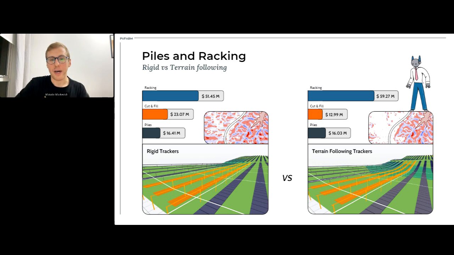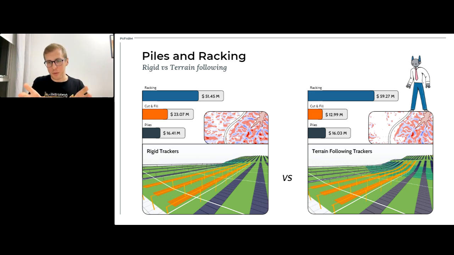And then piles, and again, in our experience from the projects we've been involved in, typically piles go down slightly, because you have this flexibility on the tracker, so you can actually achieve some efficiency in terms of piles. But that's not necessarily the case. Sometimes there might even be the opposite situation, and it's very project specific, so we cannot say for sure, basically.